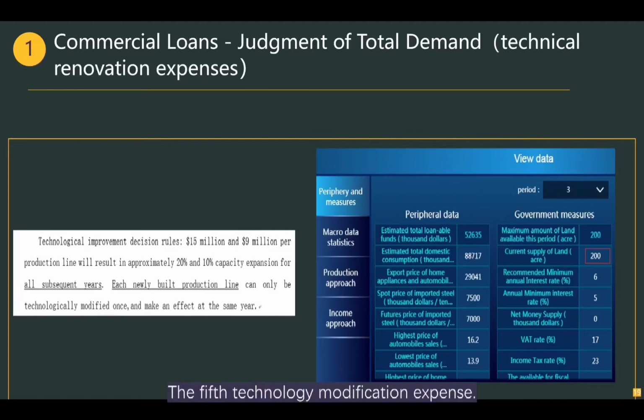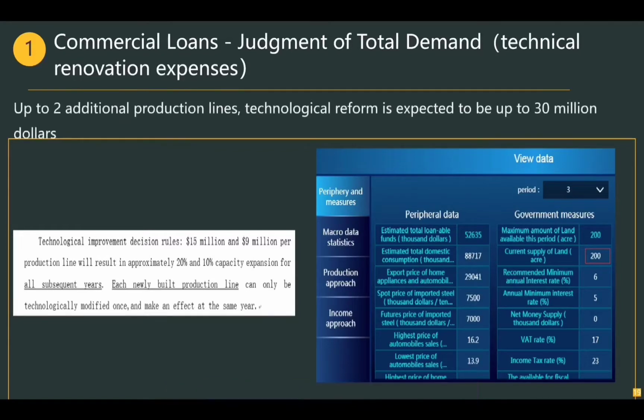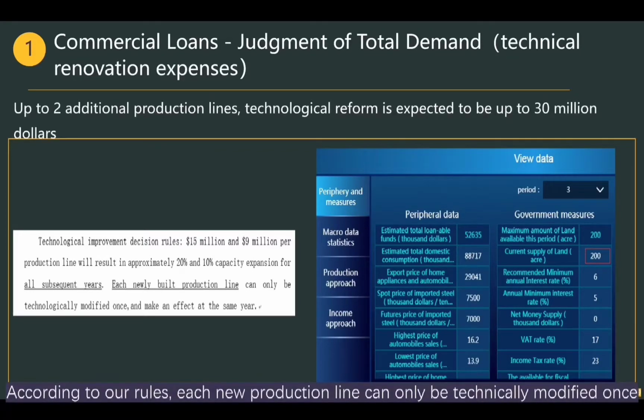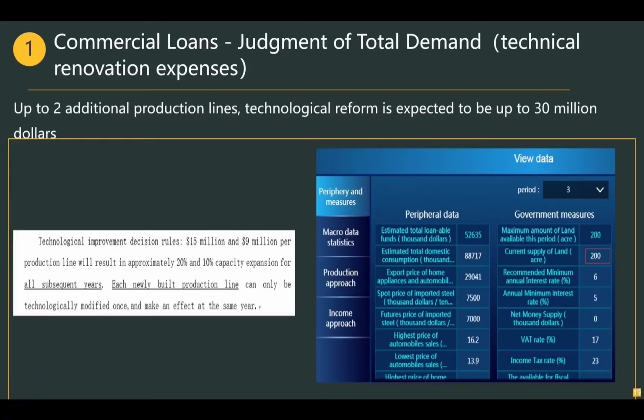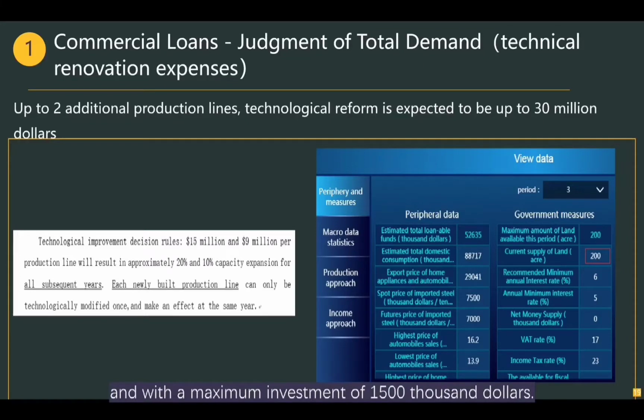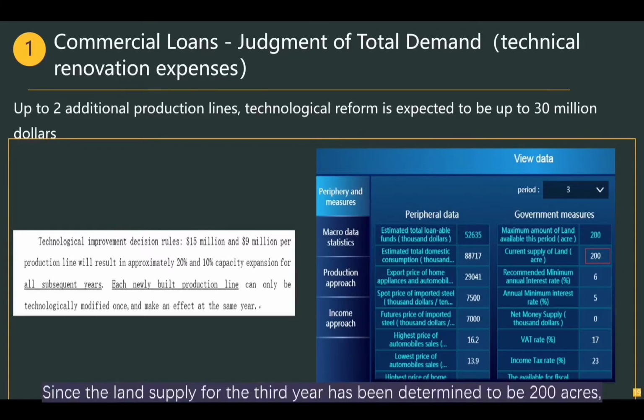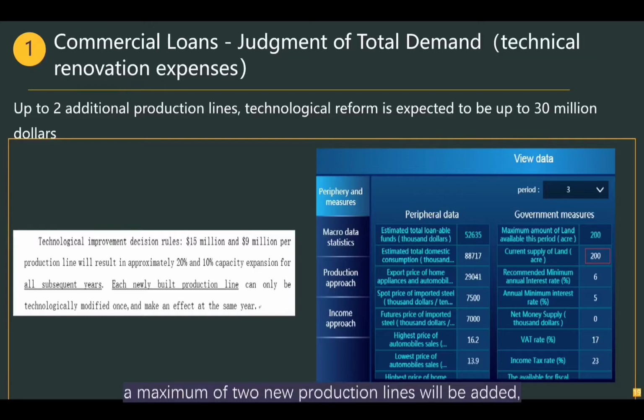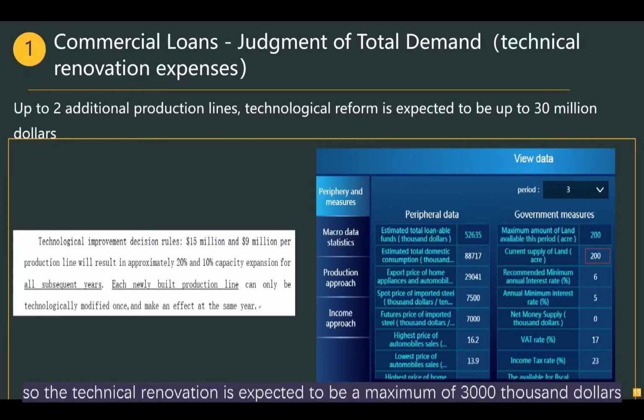The fifth, technology modification expense. According to our rules, each new production line can only be technically modified once, with a maximum investment of $1,500,000. Since the land supply for the third year has been determined to be 200 acres, a maximum of 2 new production lines will be added. So the technical renovation is expected to be a maximum of $3,000.